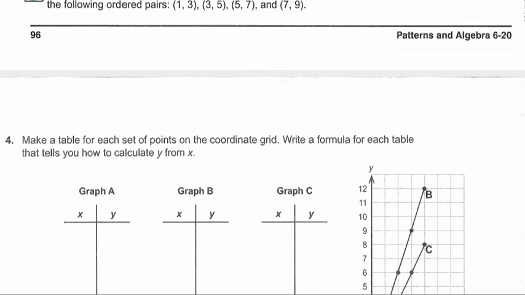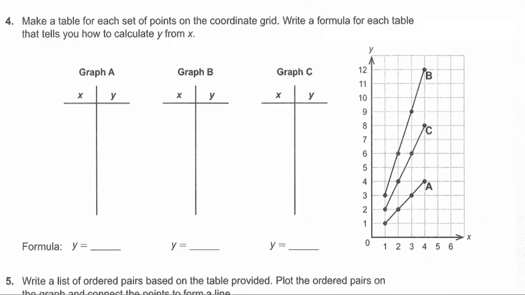Look at number 4. It says make a table for each set of points on the coordinate grid. Write a formula for each table. So let's do A. Actually, I'll let you do A. I'll do C as my example. So my first point here is 1 comma 2. 2, 4. 3, 6 is this point. And the last point is 4, 8.